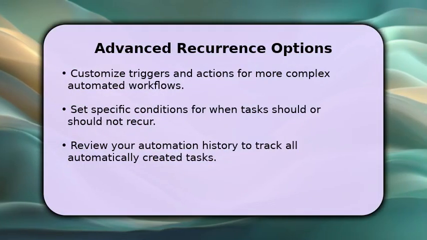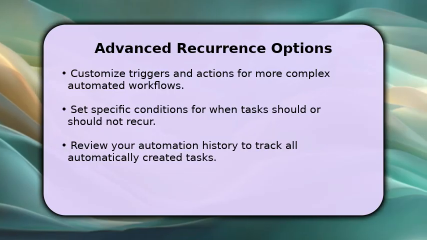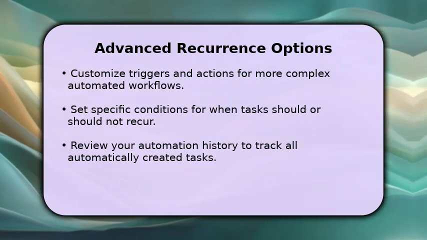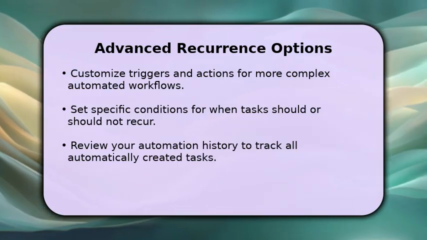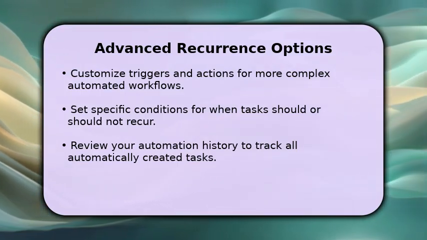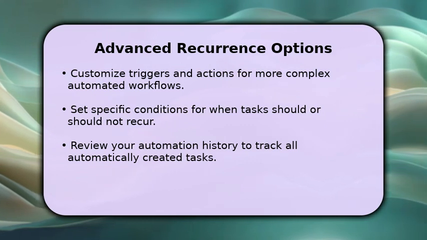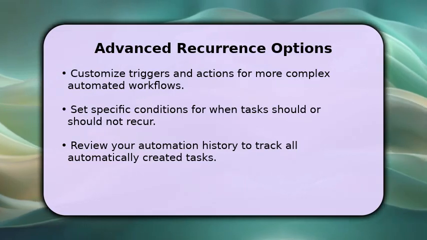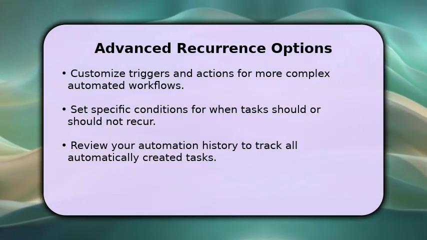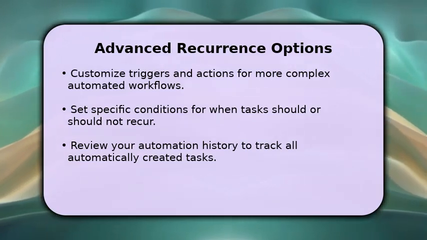For more advanced control, you can customize triggers and actions to build complex workflows. This allows you to set specific conditions, ensuring tasks recur only when certain criteria are met. For instance, a task might recur only if a previous one is marked as complete. You can also review your automation history to keep track of all automatically created tasks, providing full visibility and control over your recurring items. This helps you fine-tune your system.